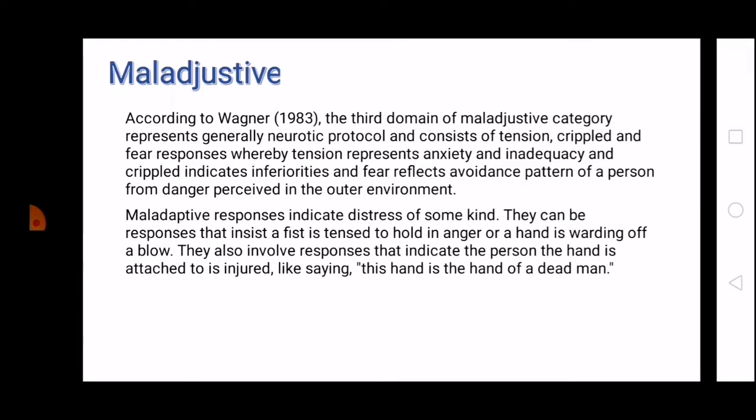So maladaptive responses indicate distress of some kind. They can be responses that insist a fist is tense to hold in anger, or a hand is warding off a blow. They also involve responses that indicate the person the hand is attached to is injured, like saying the hand is the hand of a dead man. So that is kind of very creepy, no? Right? It's as if he is in a state of anxiety, wherein he depicts that picture as a hand of a dead man.